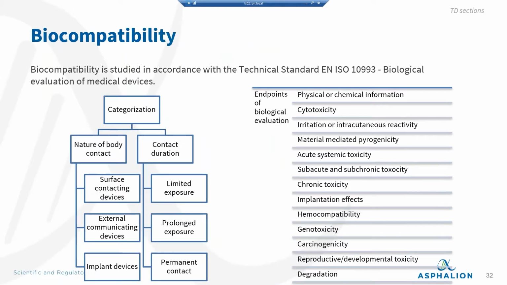We'll start with biocompatibility. Biocompatibility is most commonly studied with the technical standard series ISO 10993. This is a long series of standards. There are 22 standards in total. And what they do is they analyze each of the aspects of the biocompatibility of the device. What we're first going to do in the first standard of this series is categorize the device.